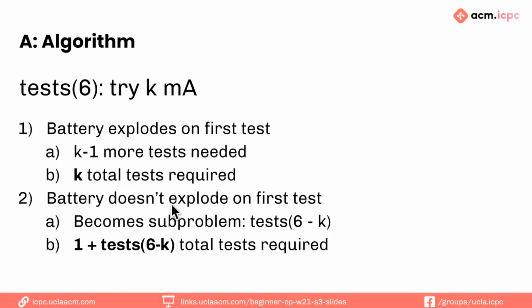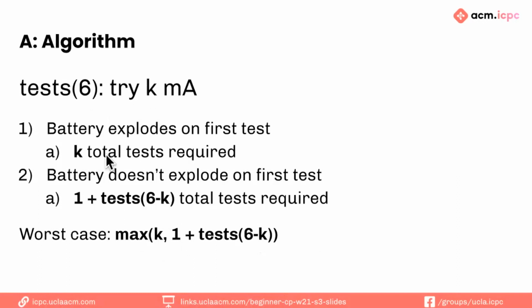And because of that, you take the maximum of these two results. Ultimately, when you try k milliamps, you assume that the maximum of either k tests or 1 plus test of 6 minus k is what actually happens. So you're looking at, given a certain test, what's the worst-case number of tests that will be required to do it? And this is the recurrence relation.